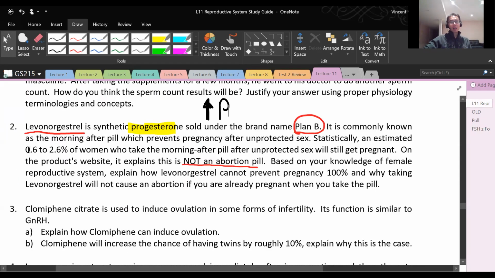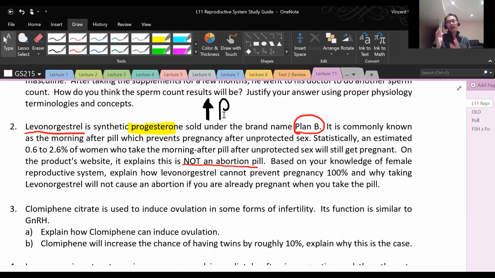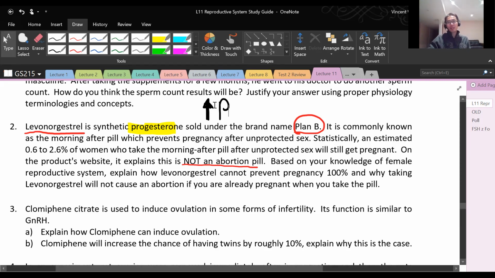But how come people can still get pregnant? Well, if ovulation already occurred, then taking the pill is not going to prevent pregnancy. If you already have an egg in your system, elevating the progesterone will not reverse that process, right? The high progesterone only suppresses the secretion of FSH and LH, but if ovulation already took place, then your progesterone level is going to be high naturally anyways. So taking this will not have any benefit.